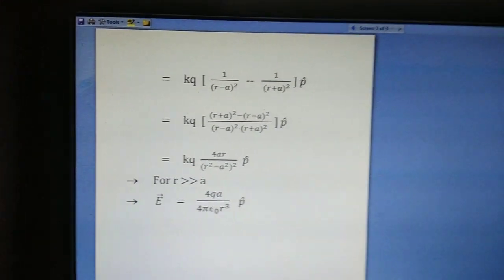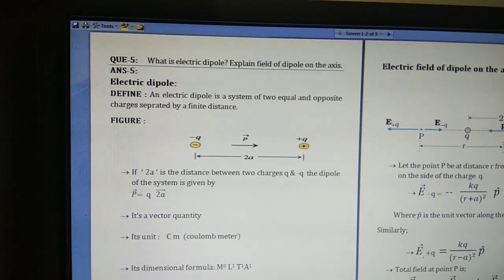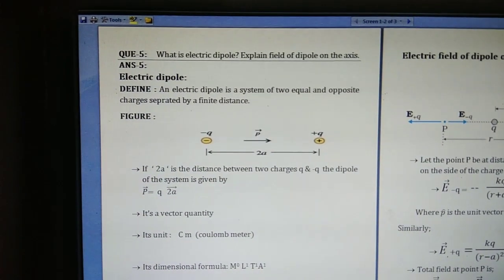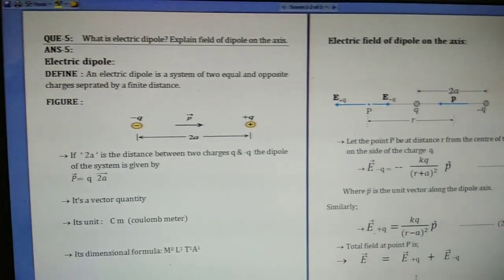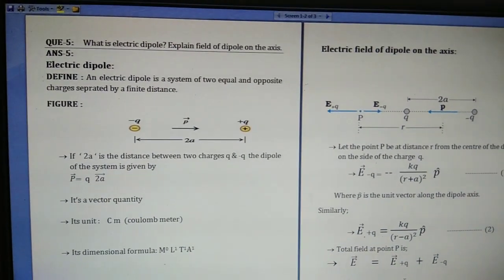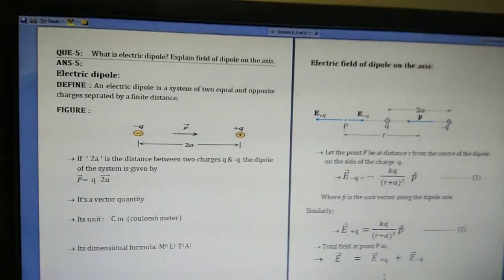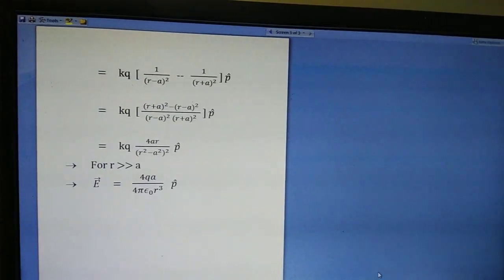So finally we have completed this question: what is an electric dipole, and explain the field of a dipole on the axis. First note down these points and solve it, try it yourself. All the best.